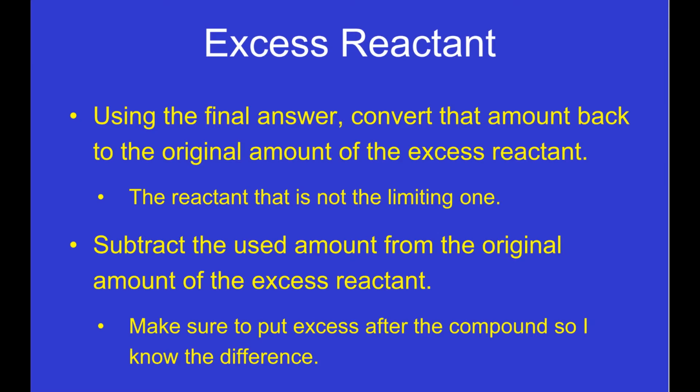Sometimes it will also ask for the excess reactant. That occurs when we've already found our limiting reactant, so the other one must be excess, which means we have extra of it. So we're going to use our final answer that we calculated, which just a minute ago was 13 grams of sodium chloride. And we're going to go back to the original mass of the excess reactant. This is the one that's not limiting. There should only be 2. Once we've done that, you need to subtract how much we used from the original amount it gave us, and then that's how much excess we have left over.